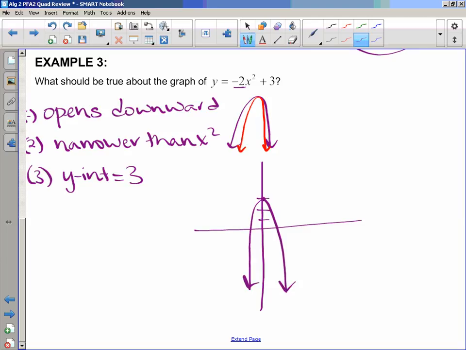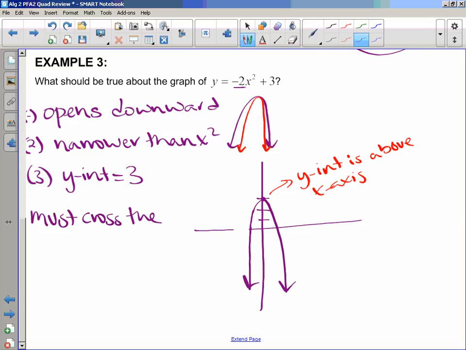So you know what else I also know? Because my y-intercept is positive, it's above the x-axis. Let me do this. The y-intercept is above the x-axis. And the parabola opens downward. I know it also must cross the x-axis twice. I could have a parabola that opens downward and had a y-intercept of -3 that would not cross the x-axis twice. But because it opens downward and at least some part of the parabola is above the x-axis, that makes it have to cross the x-axis twice.